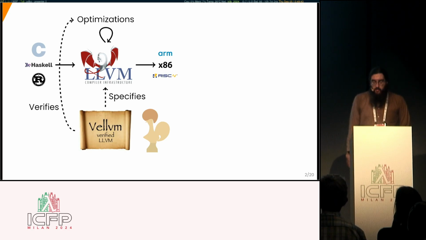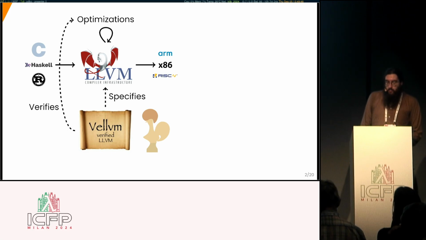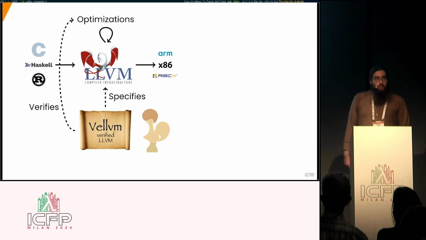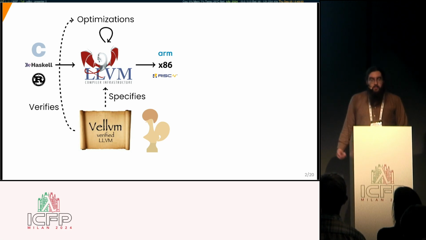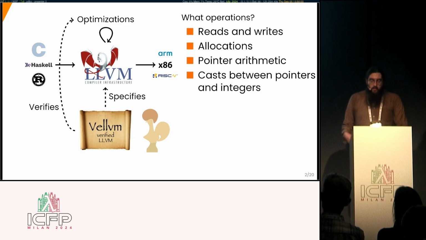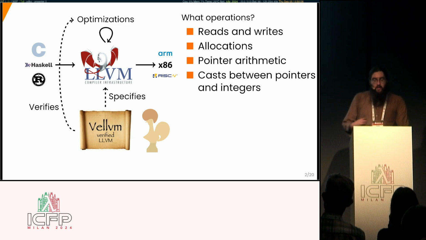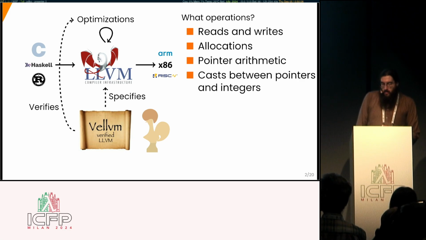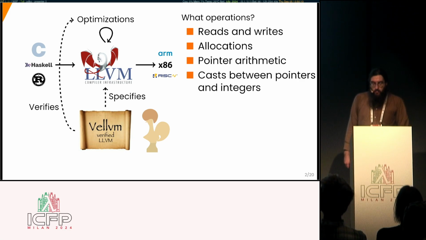Vellvm is our semantics and interpreter for LLVM-IR in the Coq proof assistant. The goals are to be able to do proofs about LLVM-IR programs, as well as to be able to verify optimization passes. In order to define the semantics for LLVM, we need to know how memory works. So we need to describe how operations on memory behave, things like reads, writes, allocations, and operations on pointers like pointer arithmetic and casts between pointers and integers. But we also want to define these operations in a way that allows for optimizations.